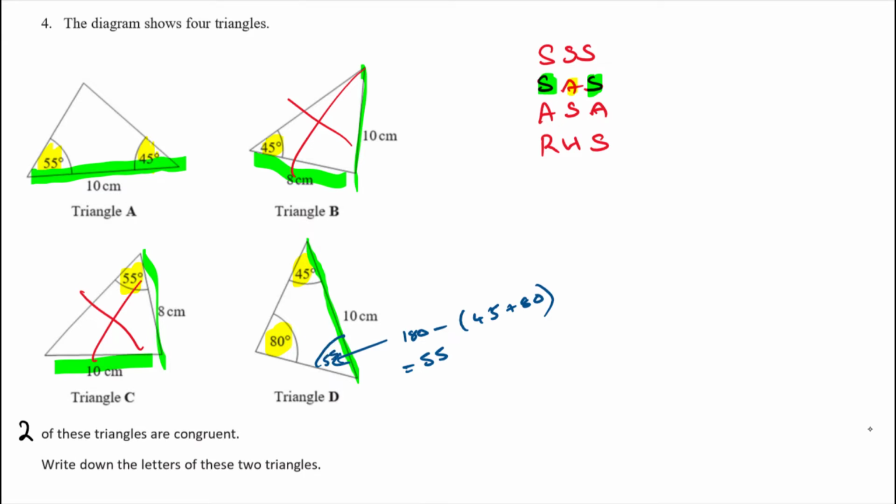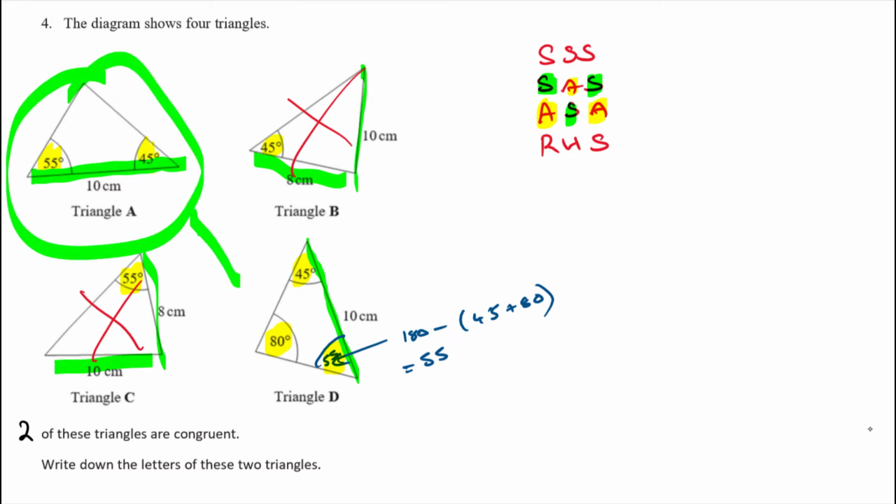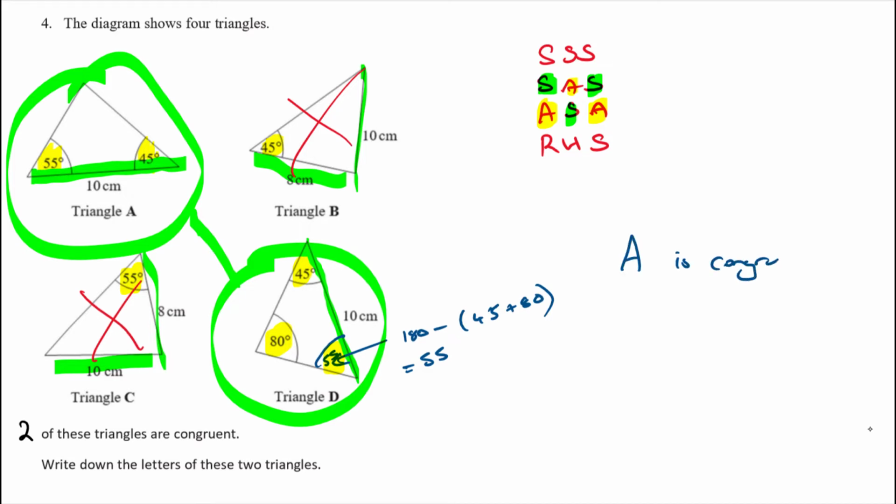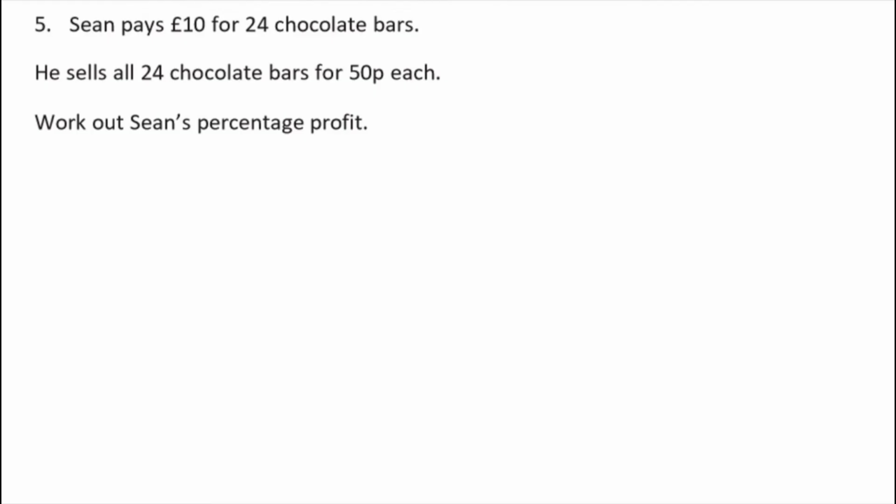Okay, so now I do have two angles and an included side. Those two angles are 55 and 45, and the side in between is 10, which matches my other one, doesn't it? So these two match. So the two triangles that match are A is congruent to D. Question 5. Sean pays £10 for 24 chocolate bars.